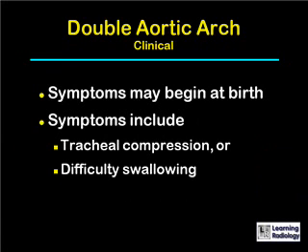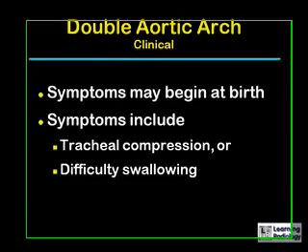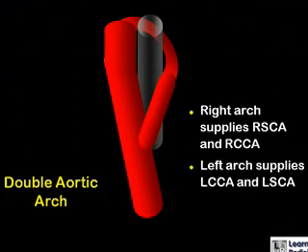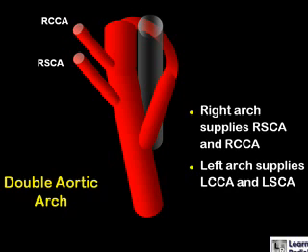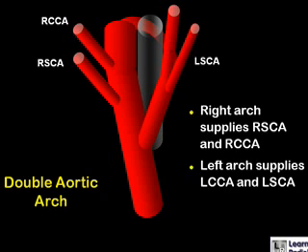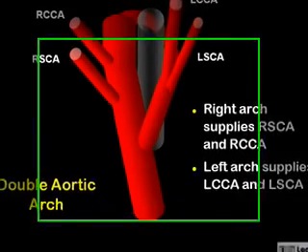Symptoms from a double aortic arch may begin at birth. The symptoms include tracheal compression or difficulty swallowing. This is a diagram of a double aortic arch. The right-sided arch usually gives rise to the right subclavian artery and right common carotid artery, the left arch to the left subclavian artery and the left common carotid artery.